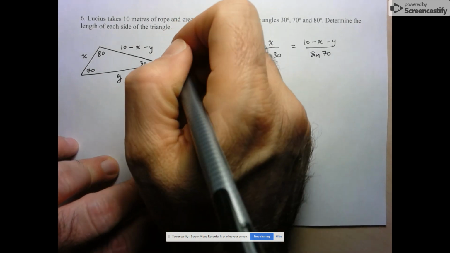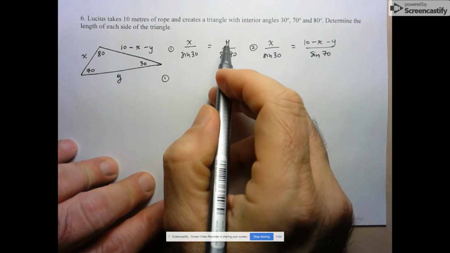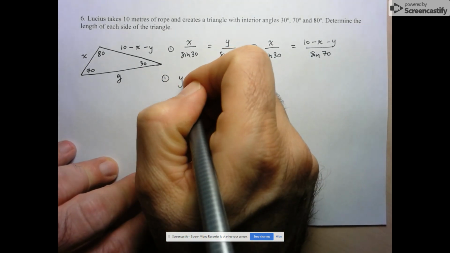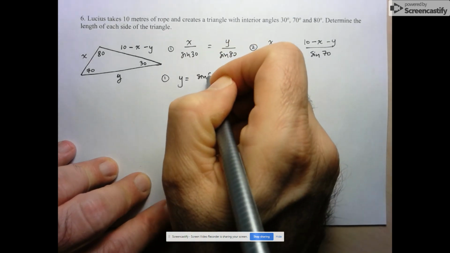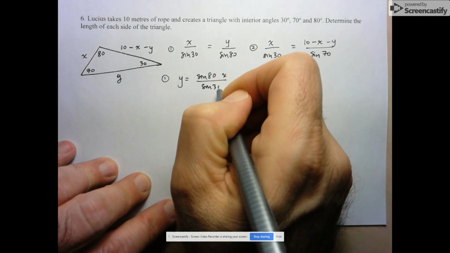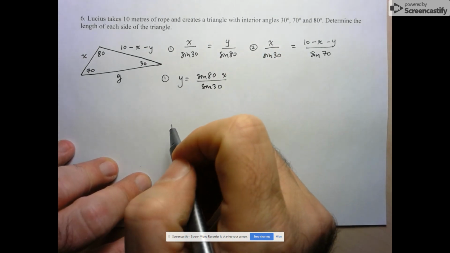So the first thing I'm going to do, if I call this equation 1 and this equation 2, from equation 1, I'm going to isolate y. So I just have to multiply sine 80 to the other side. So y is equal to sine 80 x over sine 30. And so, like I said, I'm going to use an approximation for these numbers here.